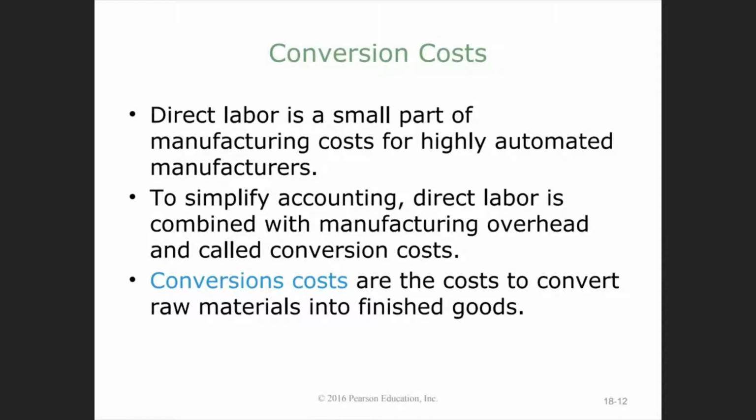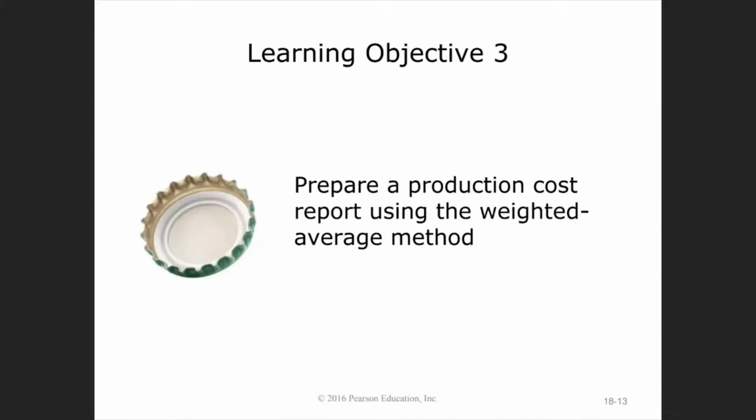So an example of a conversion cost could be the cost of your direct labor that's related to the job. Now we're going to talk about preparing a production cost report using the weighted average method.